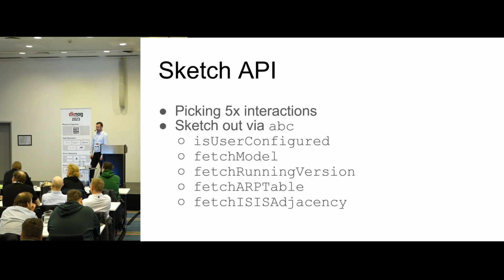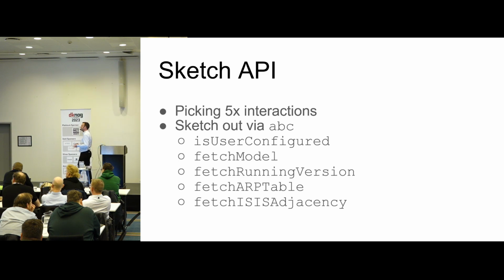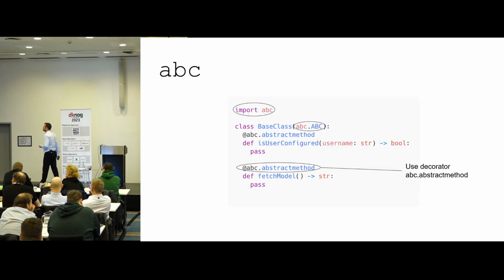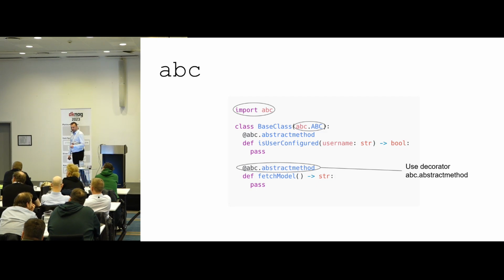Quick sketch of the API. Like I said, we take 5 interactions and sketch it out. There's no real rhyme or reason other than it was easy to write these functions. Go straight to ABC. So like I said, it's pretty straightforward. You import ABC, you inherit your class from ABC, as you can see there. And then every method you want to be configured will be tagged with the decorator abstract method. Now this is important to note because you have to implement every function that you have tagged as an abstract method.